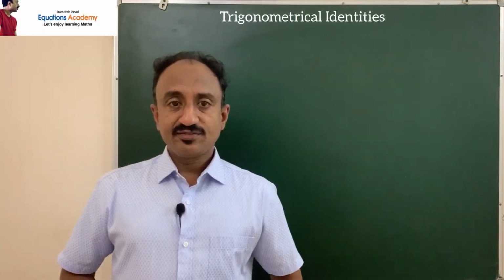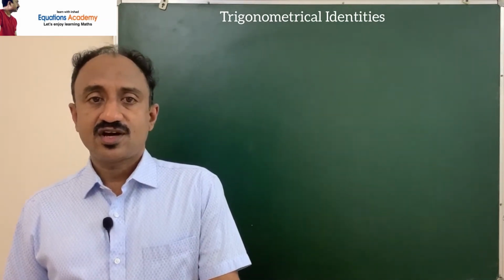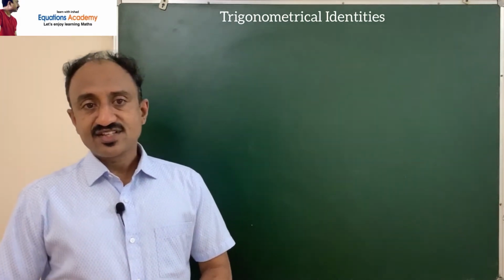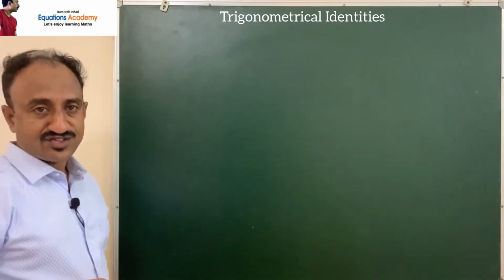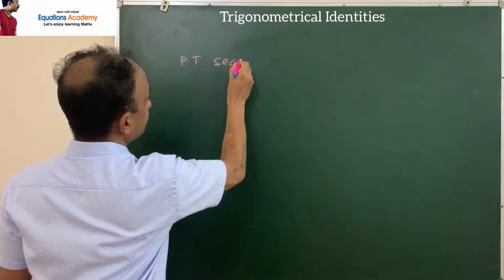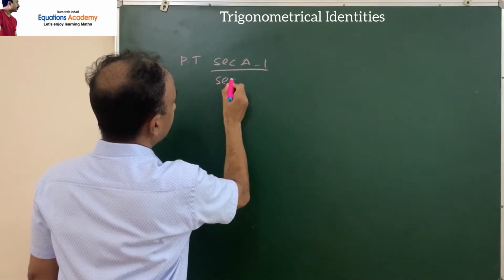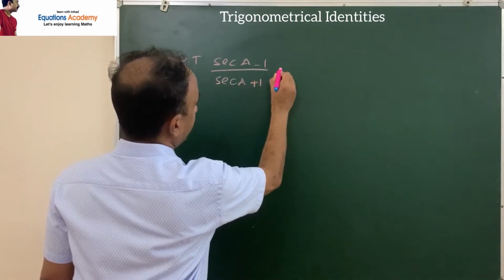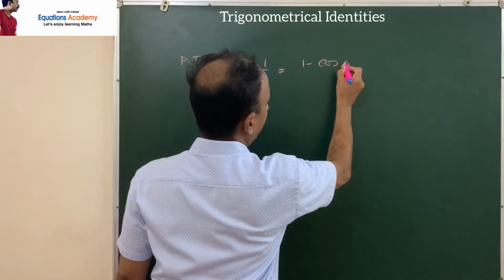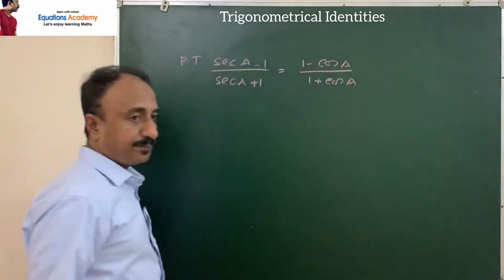In this class, we will learn trigonometrical identities, chapter 21 of ICSE class 10 maths. Let's go to exercise 21A. The first question is prove that sec A minus 1 divided by sec A plus 1 is equal to 1 minus cos A divided by 1 plus cos A.